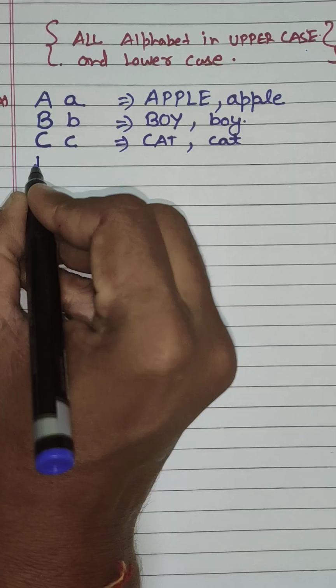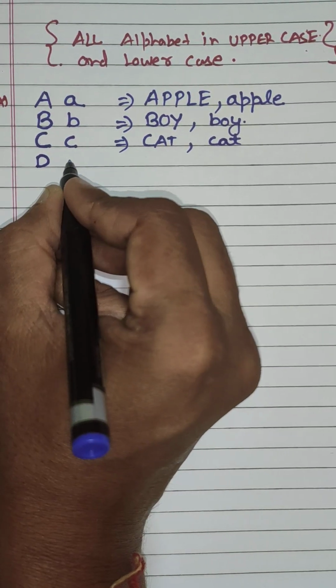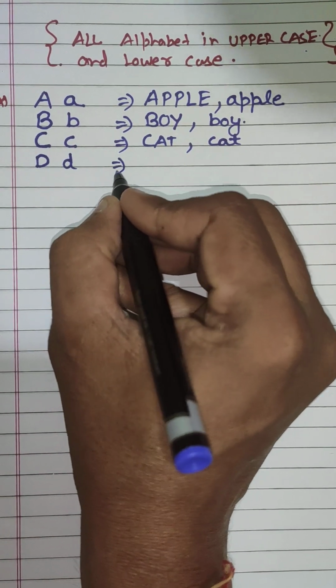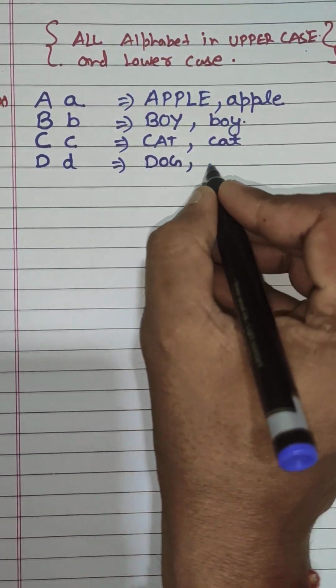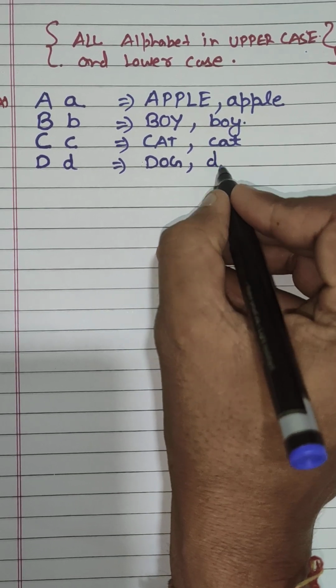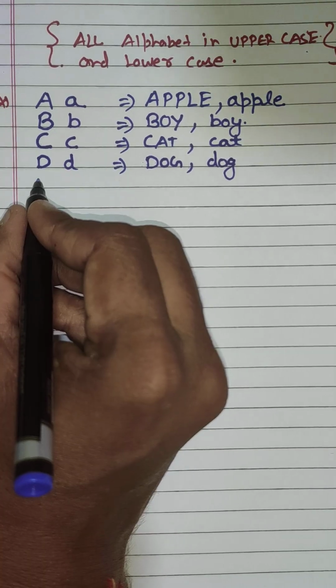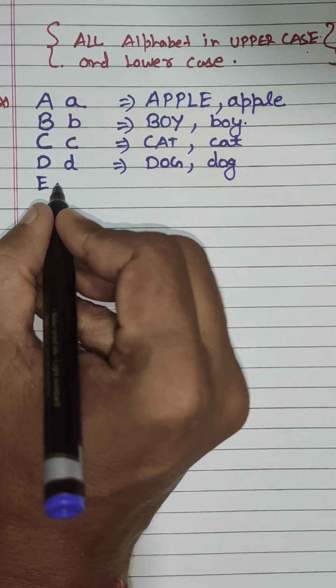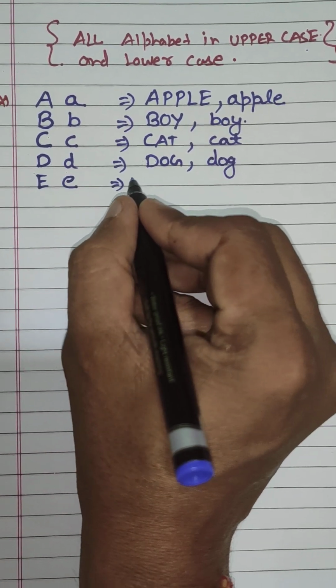Then we will write D, capital D in uppercase and small d in lowercase. D will be dog. Dog. Then again capital alphabet E, and in lowercase we will write small e. E for elephant.